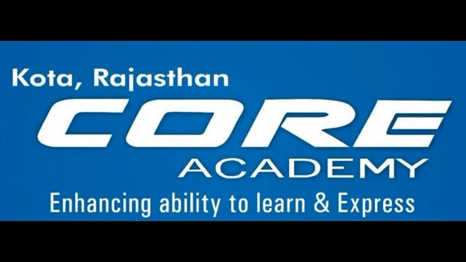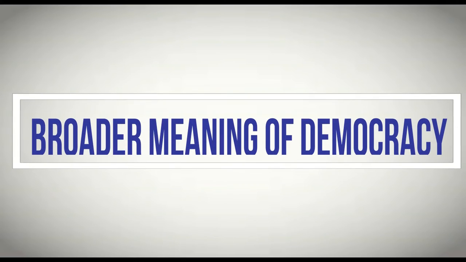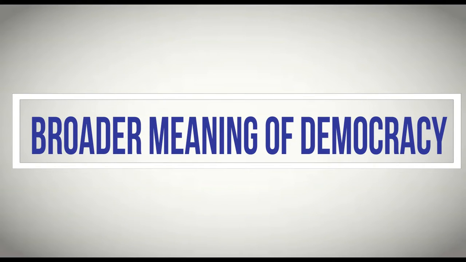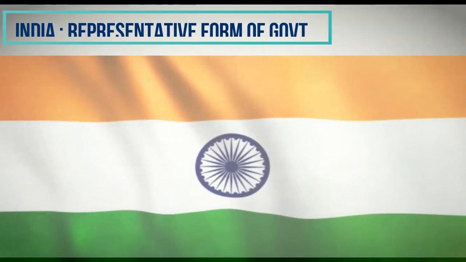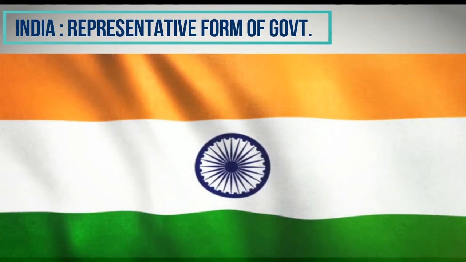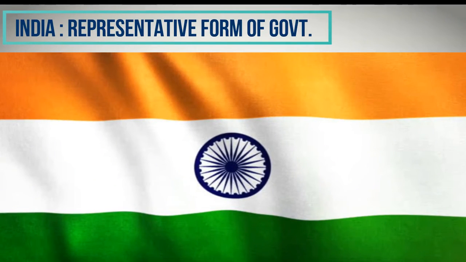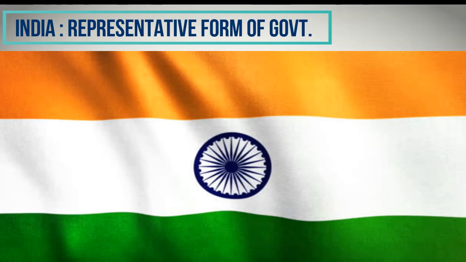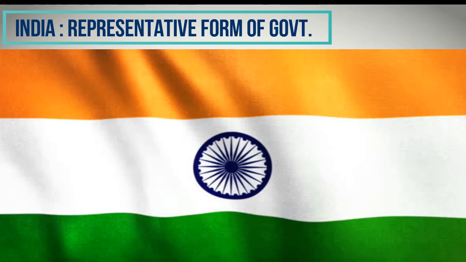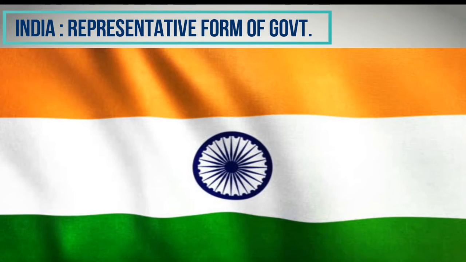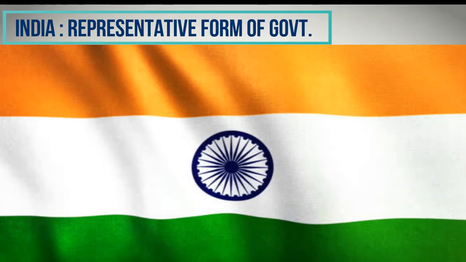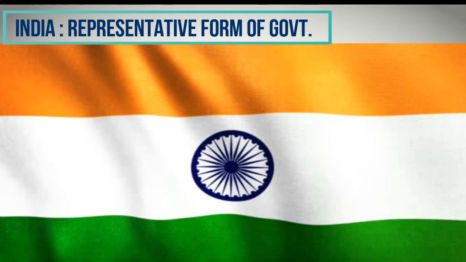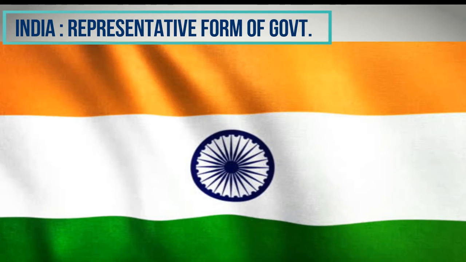This is the last part of this chapter, that is, what is democracy and why democracy, under which we will discuss the broader meaning of democracy. First of all, I just want to tell you that India follows a representative type of democracy, under which we send our representatives to our parliament and legislative assembly, where they take decisions and make laws on behalf of us. That is called representative democracy, which is followed in a large country like India, because all 130 crore people cannot sit all together and make policies and programs for us. That is why we send our representatives.